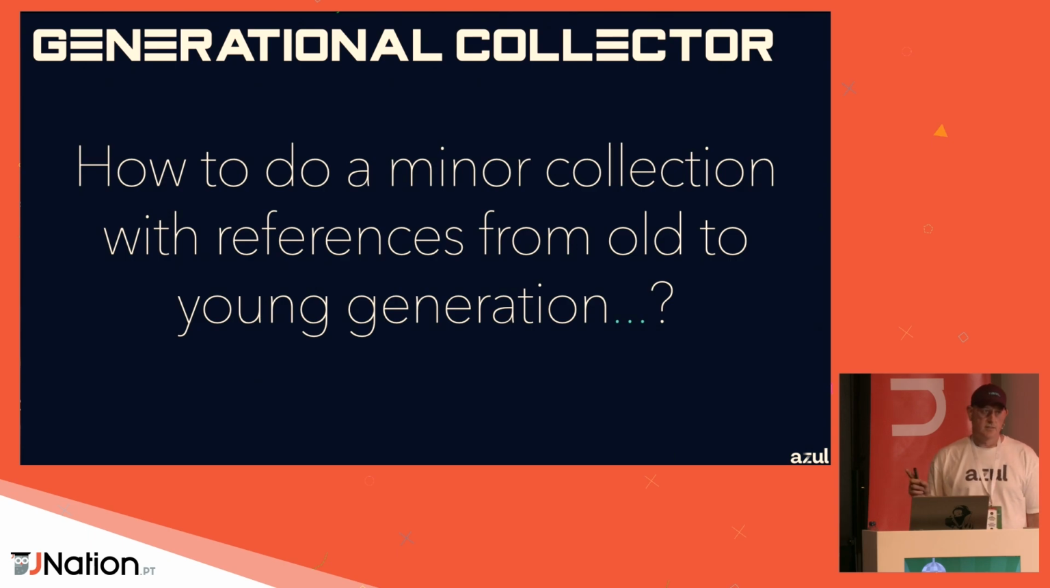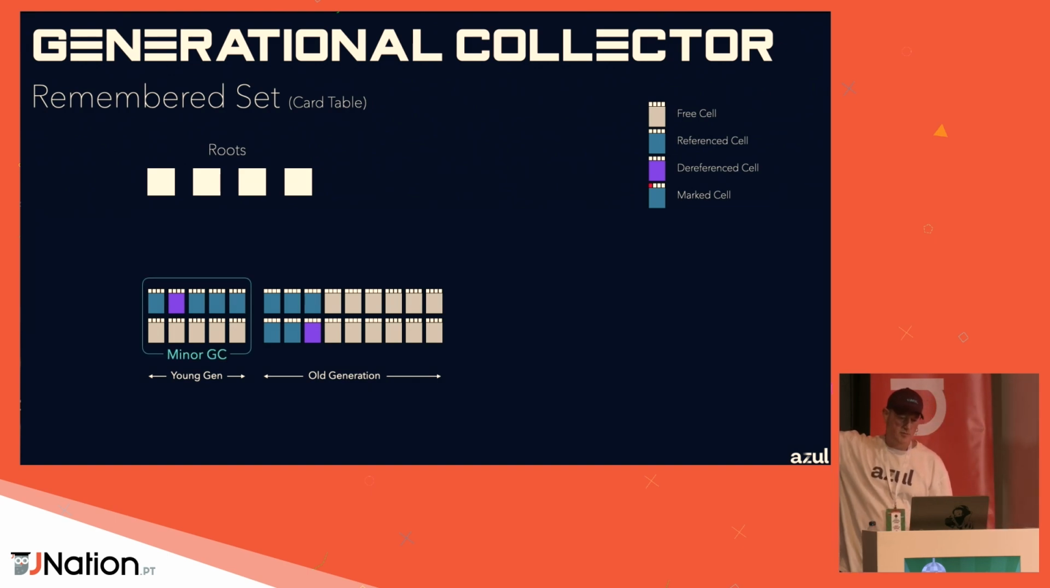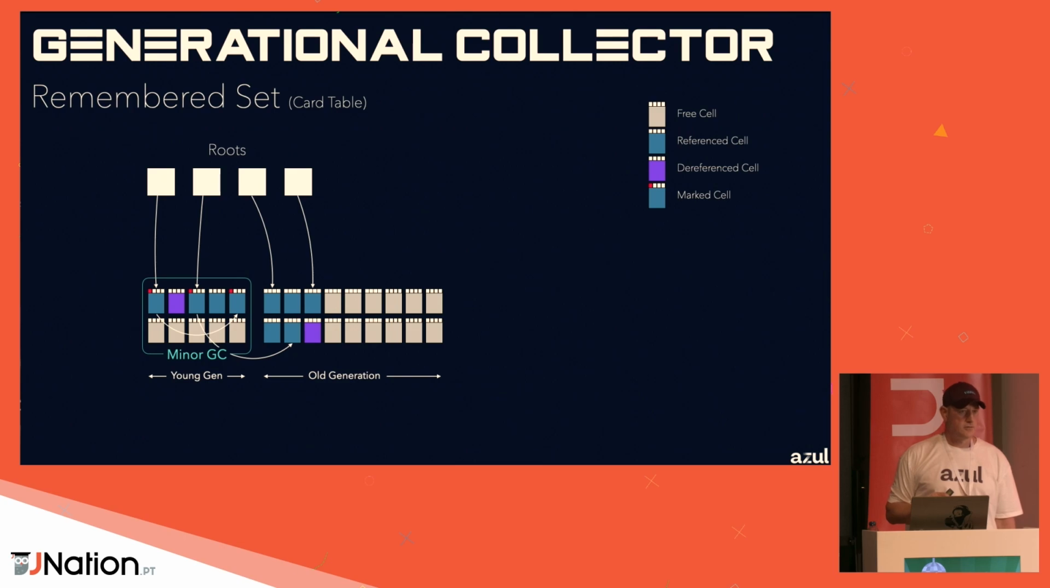The problem here is, if we only do a minor collection, and we have references from the old to the young one, how do we find them? On the left side, we have the young generation, and on the right, we have the old generation. So now, these are the stack frames. We do a minor GC, only the left part. We have some references hanging around.